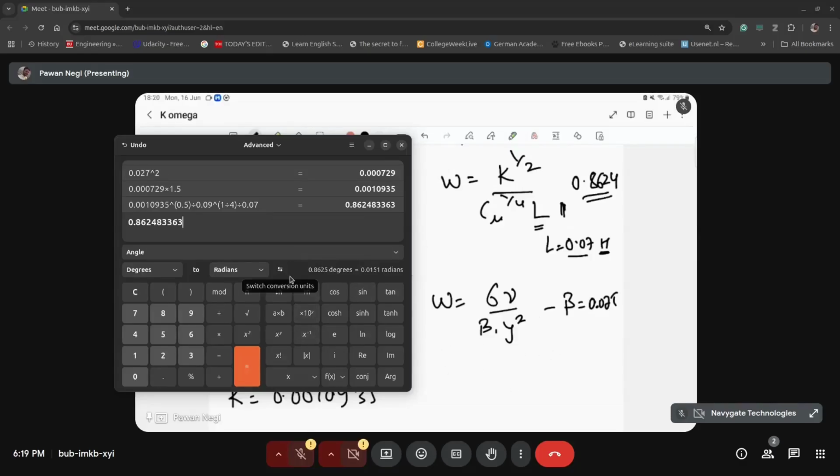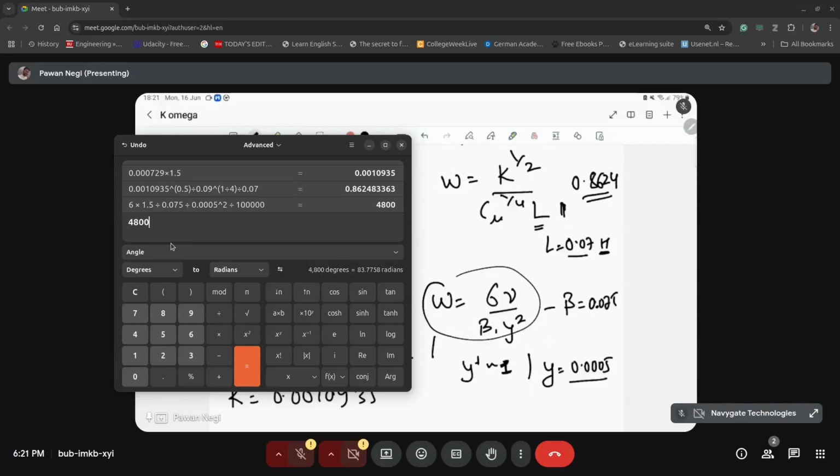And now let's calculate the value close to the wall. Close to the wall, we had a y plus of approximately equal to 1. The y value was 0.0005. Let's calculate according to this. Nu value is 6 times 1.5e minus 5 divided by 0.075 times y squared, which is 0.0005 whole squared. This value should be equal to 4800. So we are going to use these values for our K-Omega model.